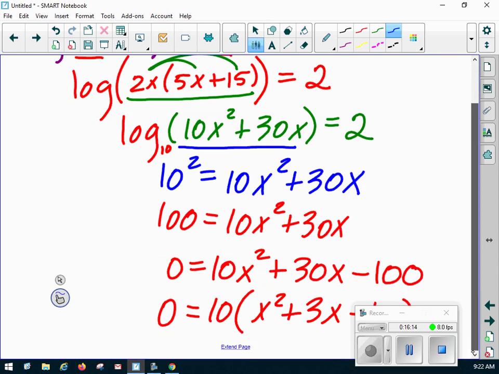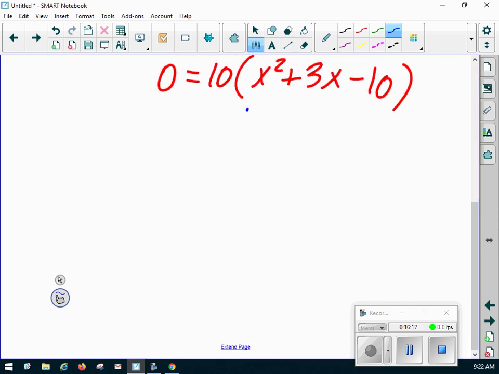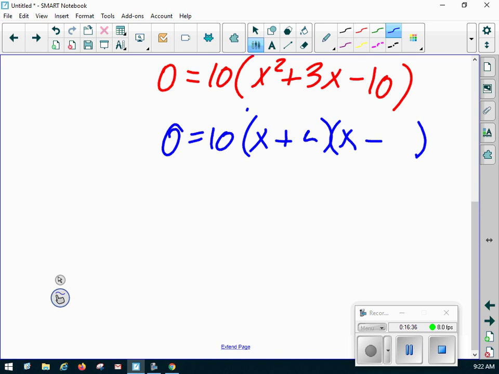Now, here we go. 10 times x and x. What are your signs? A plus and a minus. Good. 5 and what? 5 and 2. So x would equal -5, and x will equal 2.